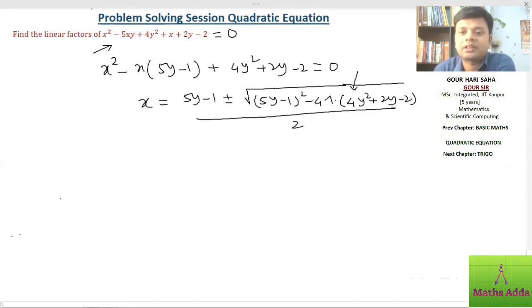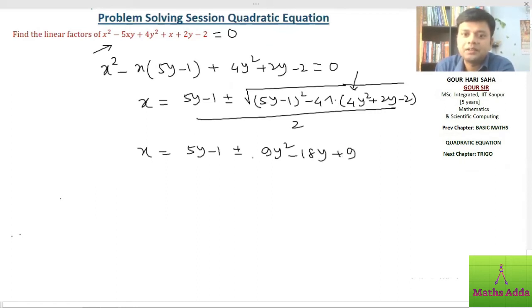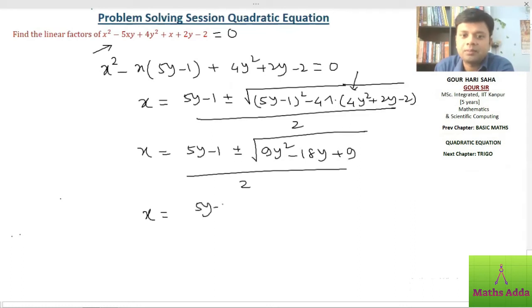Don't worry about this one, you know when you can factorize it, it will convert to a perfect square. So, x is equal to 5y minus 1. If sometimes you make a mistake in making the perfect square, then just check the calculation and you will find the mistake there. So, it is 25y square minus 16y square, so it is 9y square minus 10y, and this is minus 8y, so minus 18y. This is plus 1 and this is plus 8, this is plus 9, divided by 2. So, x is equal to 5y minus 1 plus minus, I can take 9 common, 3 will come outside, and this is y square minus 2y plus 1, that is y minus 1 whole square. So, the whole square and root will cancel out, y minus 1 outside, divided by 2.